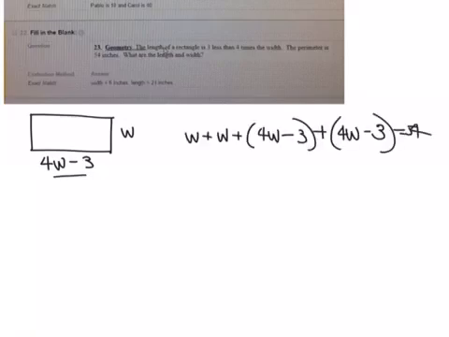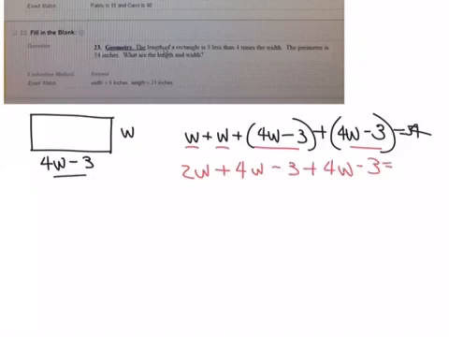Okay, so there's our rectangle. Our length is 3 less than 4 times the width. The perimeter is 54. And there's the equation. Adding all of the sides together, the distance around gives you the perimeter. So you're just going to add this stuff together. Take the parentheses off. And then start combining like terms, and this one, and then solve for W.